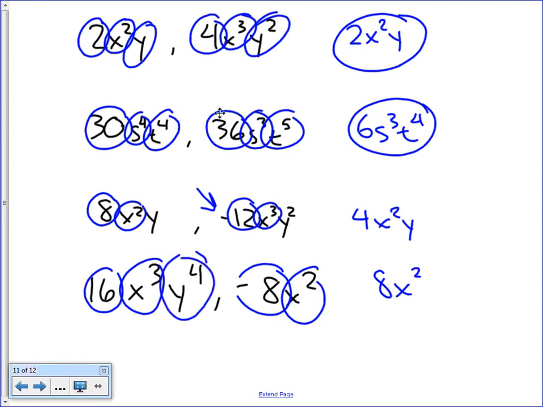I have y to the fourth and nothing. So I cannot include a y. They have to be common in both. That's why they call it the greatest common factor, because they have that in common.